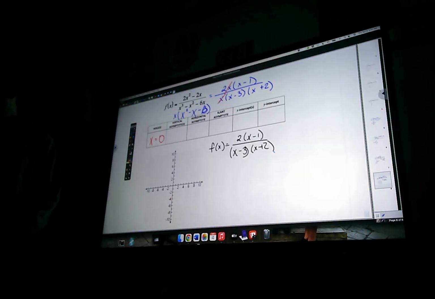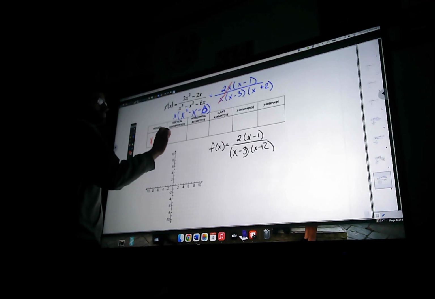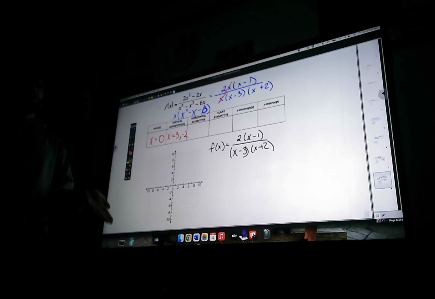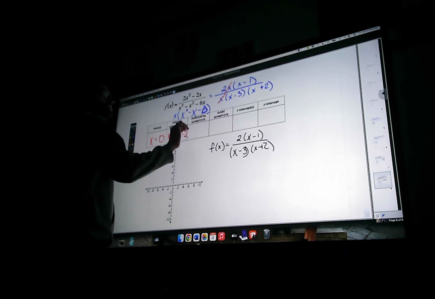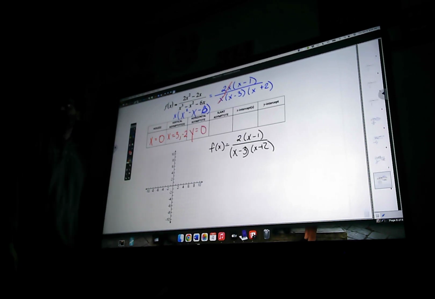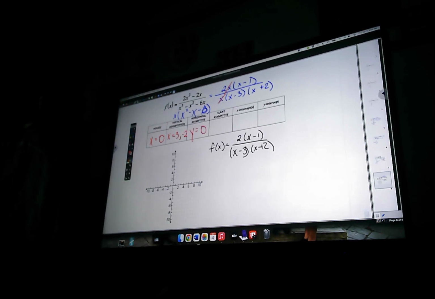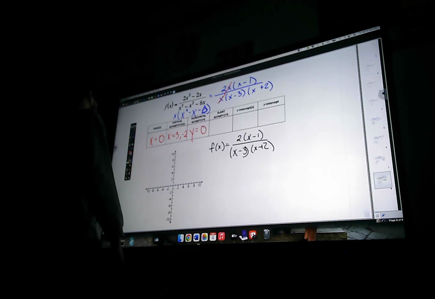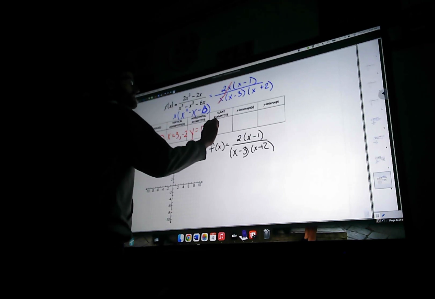where are my vertical asymptotes? Horizontal asymptotes: what case am I under? Is the degree larger on the top, bottom, or are they equal? Bottom, so that means y equals 0. Slant asymptotes: is the degree of the top exactly 1 larger than the degree of the bottom? No, so there is none.